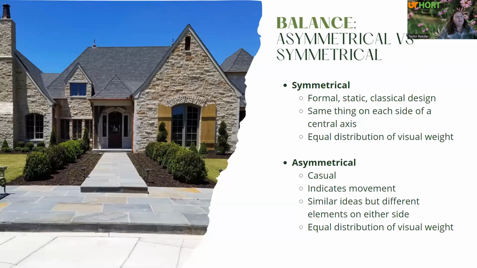Balance, on the other hand, is where we're trying to visually weight the landscape. It's that visual weight, and we want to make sure we have an equal distribution of it. This is where we get into asymmetrical and symmetrical landscapes. With symmetrical landscapes, like we saw earlier, this is that same house. They like the symmetry. It ends up lending itself to be more formal, more static, with a very classical feel. With symmetrical landscapes, we have the same thing on either side of the central axis.